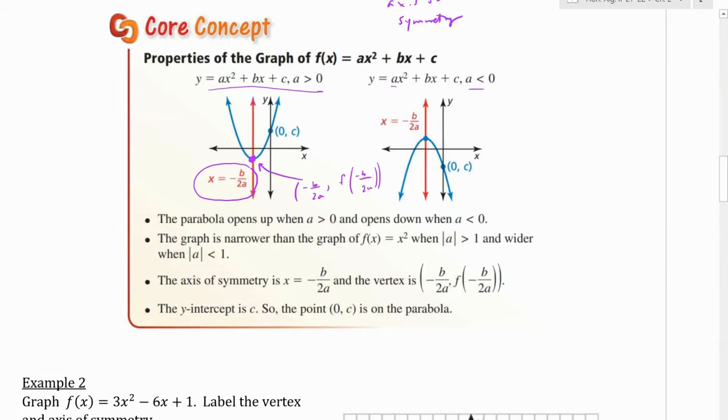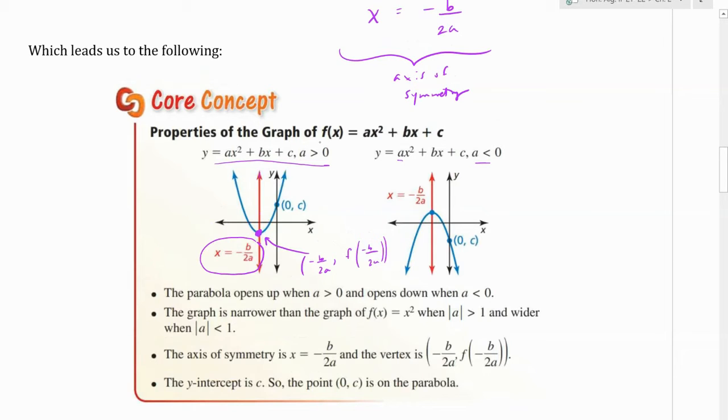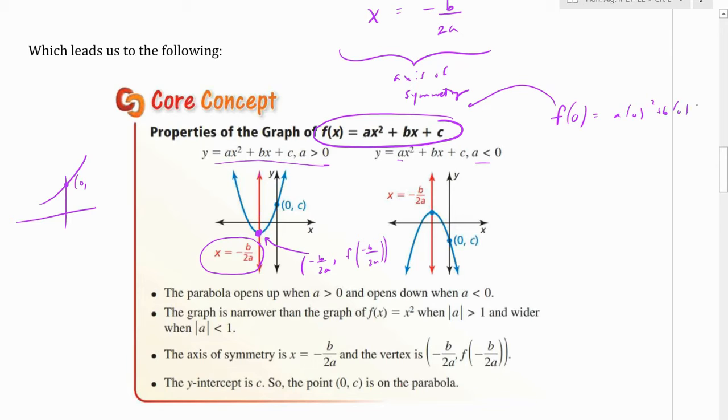Okay, and then the y-intercept's important too. Like if you're looking at this, anytime you cross a y-axis right there, your x value is 0. So if you were to plug a 0 into this standard form, that disappears, f of 0 is c. So whatever that number right there is, that's always going to be your y-intercept. And that's what they're trying to show you on here, 0, c.